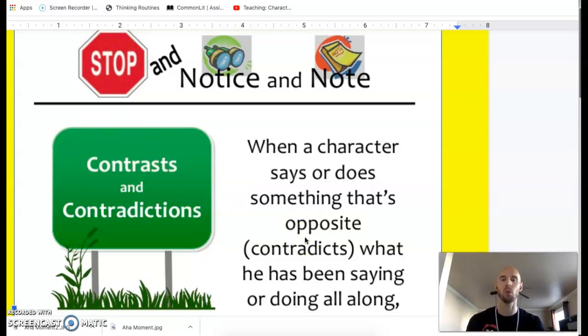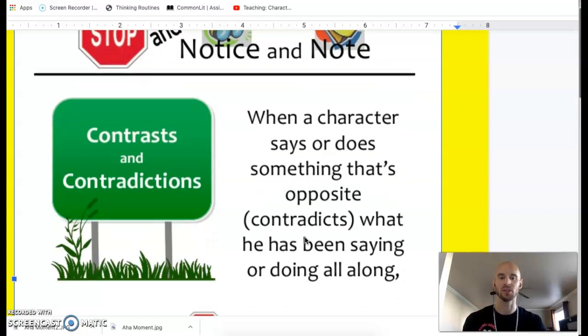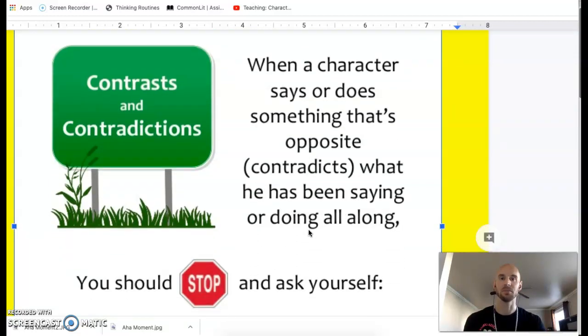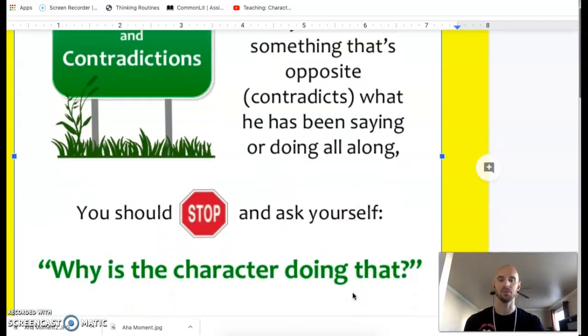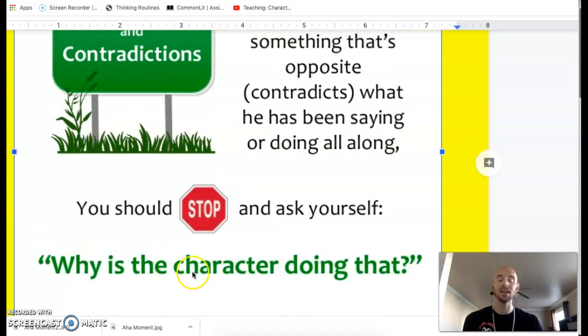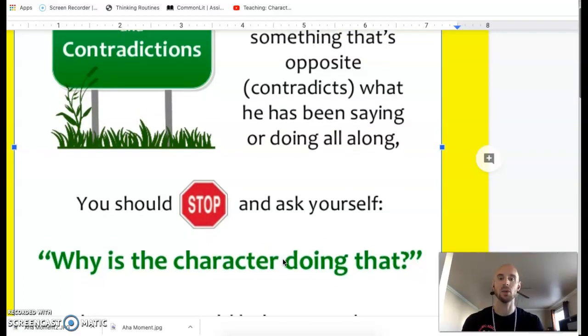The author is trying to point something out to us. So if that happens, if a character does something or says something that contradicts him or her, we need to stop and ask ourselves a question. We need to ask, why is the character doing that? The author is trying to tell us something there, so we want to ask that question.